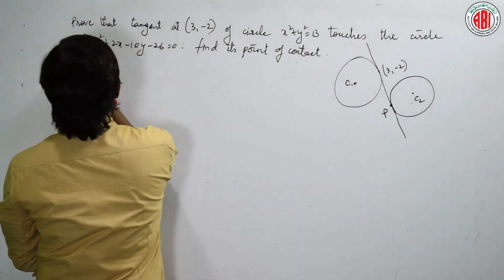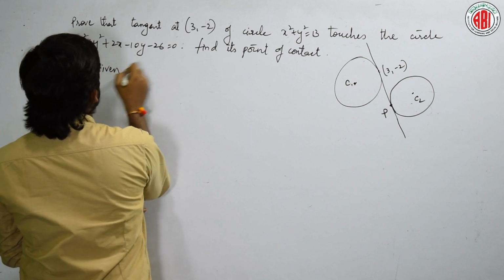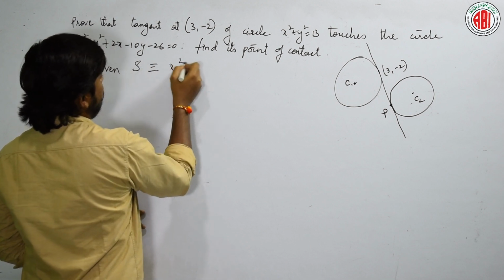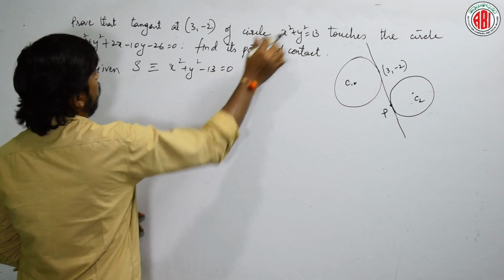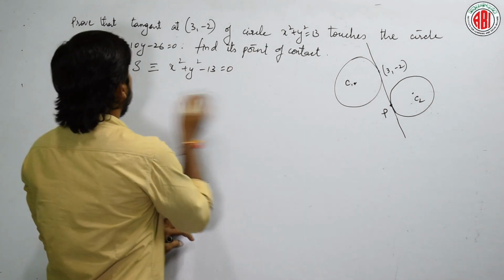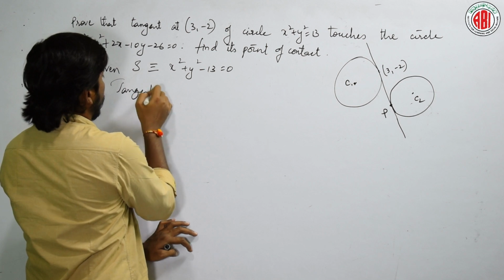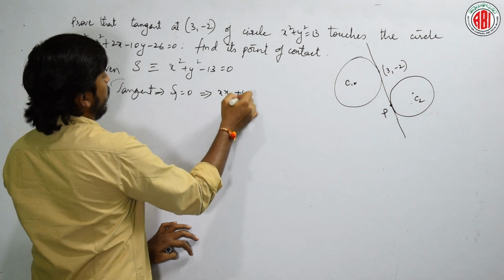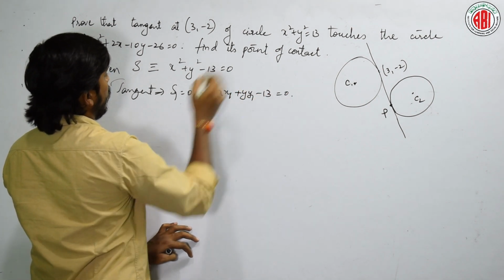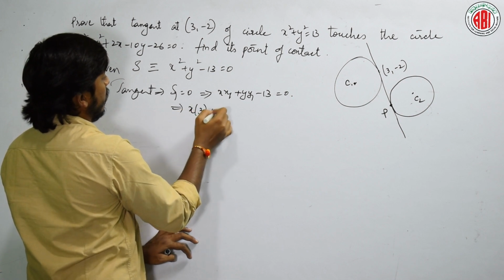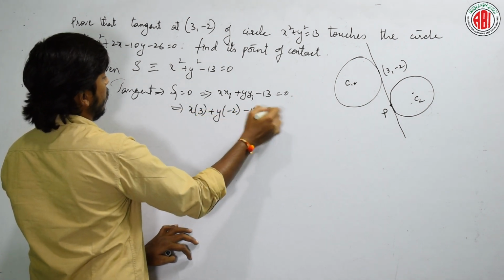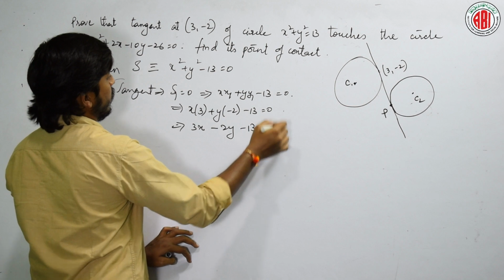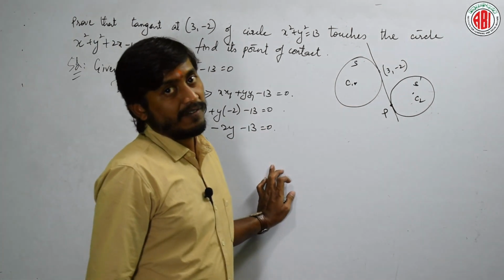So, let us write, given first circle. Let us say S, that is x square plus y square minus 13 is equal to 0. Is it? So, the tangent S1 equal to 0, that is xx1 plus yy1 minus 13 is equal to 0. So, what do we get? x into 3, y into minus 2, minus 13 is equal to 0, that is 3x minus 2y minus 13 is equal to 0. This is the equation of tangent. We got the equation of tangent, right?